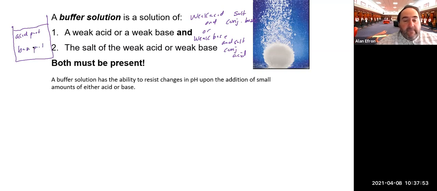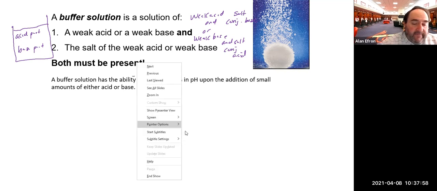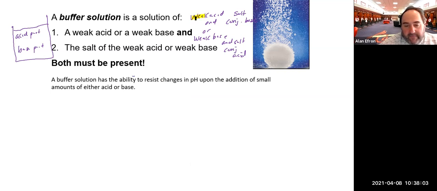Why is it important that the buffer be made up of a weak acid or a weak base? Why is the weak part of it important? Well, the weak part of it is important because it is a weak electrolyte, which means when we take something like acetic acid and you make a buffer out of acetic acid and sodium acetate, for example, that is a weak acid and its conjugate base. When acetic acid goes into solution, like we've been seeing, it will set up this equilibrium.